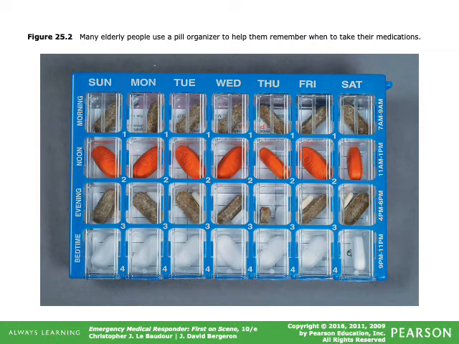Many elderly people use a pill organizer to help them remember when to take their medications. It's very effective. The challenge with a pill organizer, though, is if you ask for their meds and they hand you this, you're probably not going to know what these pills are. It generally works out better if they are taking them directly out of the bottle so we can look at them and tell what they're actually taking.